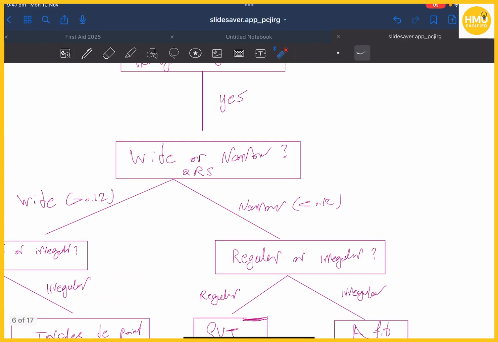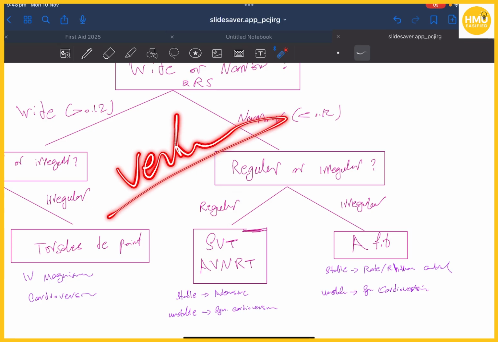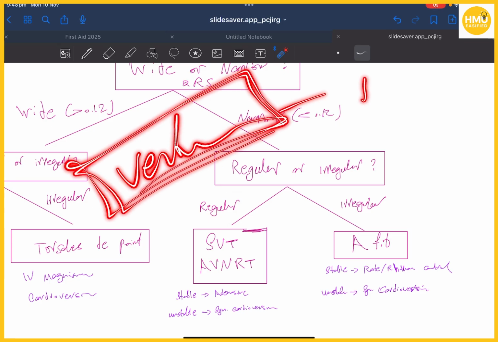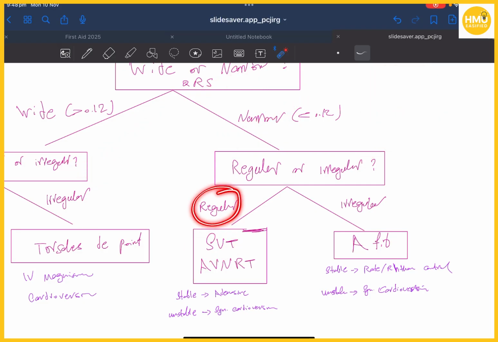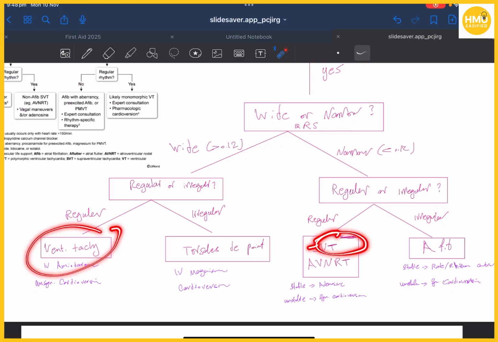Okay, what if it's actually a narrow complex, below 3 boxes, smaller than 3 small boxes, and below 0.12? You ask the same question, is it regular or irregular? So if it's regular, as we mentioned, anything that has ventricular in it, you say there's no P wave, and it's regular. So here it is regular, but the difference is it's actually narrow. Okay, so you have this parallel here, VTach and SVT, basically the same thing. It's regular, but it's just narrow here and wide here.